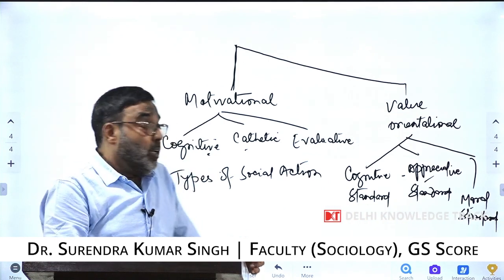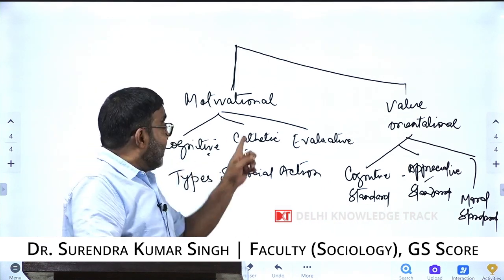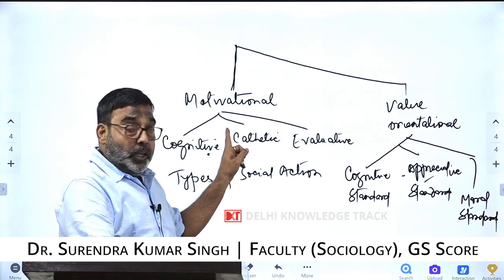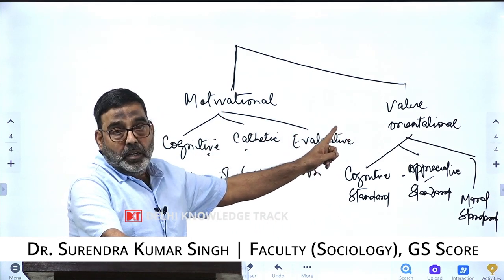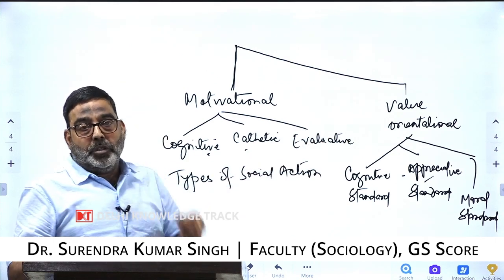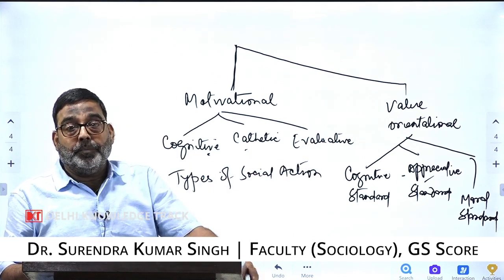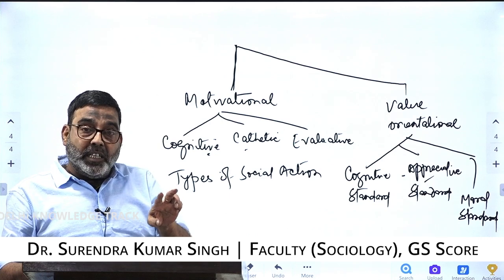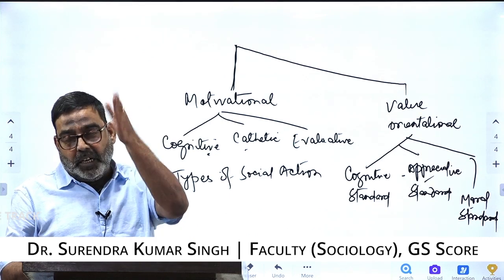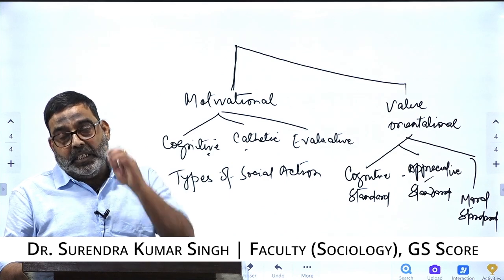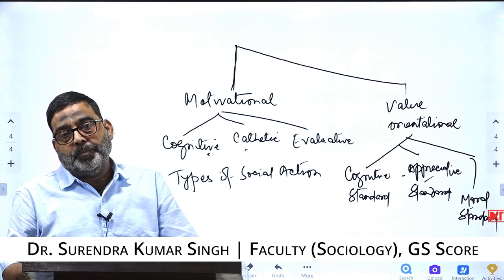Once again I repeat, from the different permutations and combinations of selection from the motivational orientation and the value orientation, the types of action could be understood. So if the choice is cognitive and the standard is cognitive, it is instrumental. How the actor has perceived, how he has assessed the validity of his perceiving.